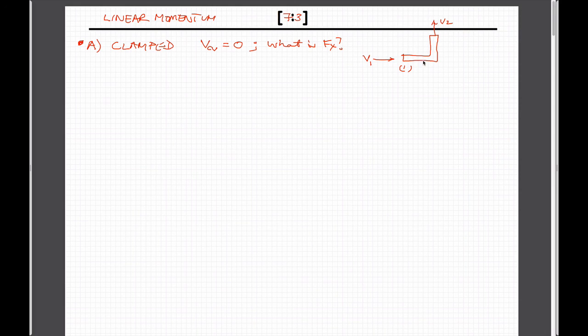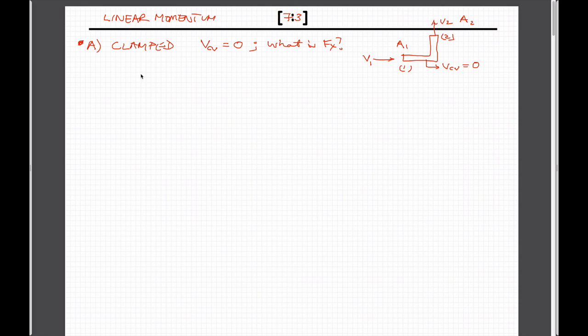We know that this is point 2. We know that this would have an area 2. We know that this would have an area 1. We know that it has a velocity of the control volume, which in this case we're going to put equal to 0. And we're going to do the calculation to be able to figure out what's going on. Okay.